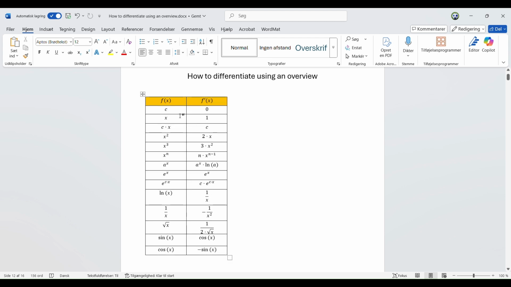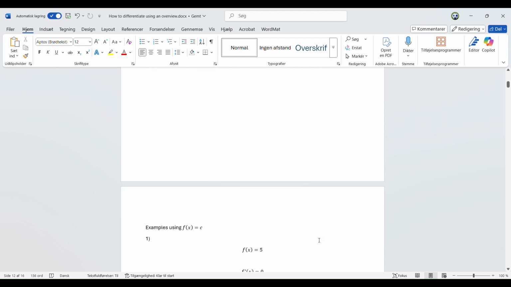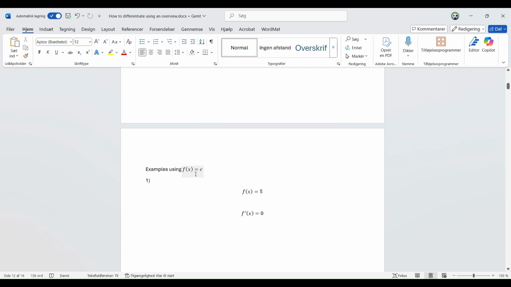So let's have some examples for all of these functions, looking at our overview. So the first one down here is a constant function where c is just a number. So f of x equals 5. That's our first one. Looking at our overview here, we can see that's a constant function, and f prime of x, or the first order derivative of this constant function, would be 0. So we just write f prime of x equals 0. If we've got a number on the right side, then we just write 0 when we find the derivative.